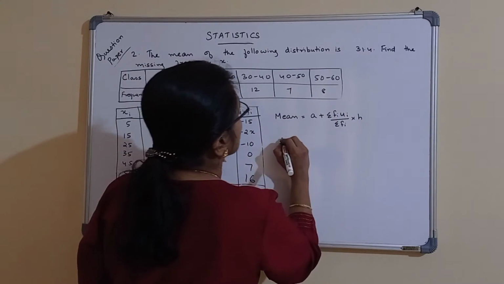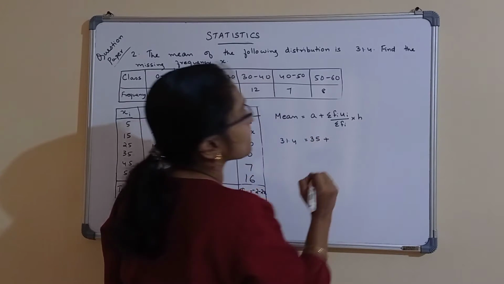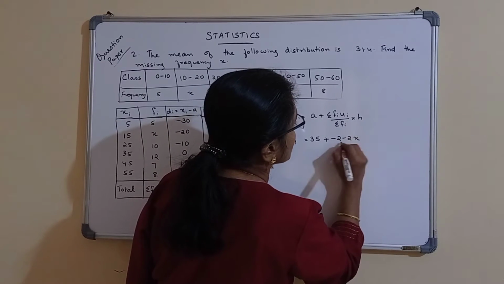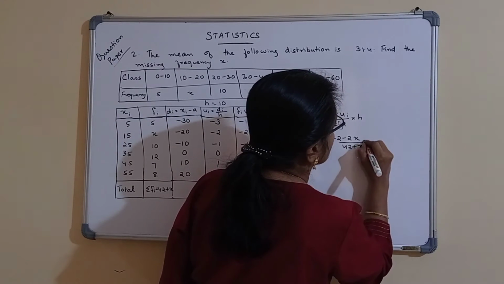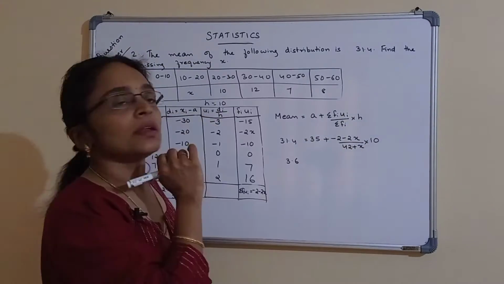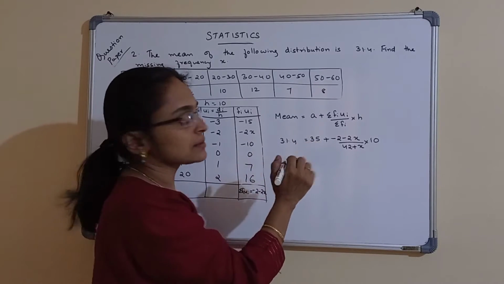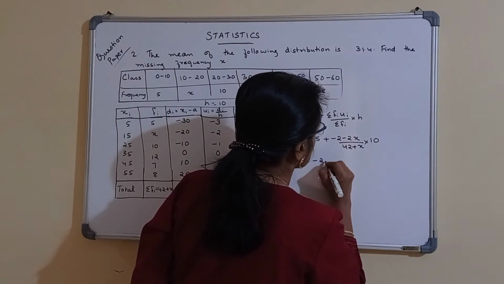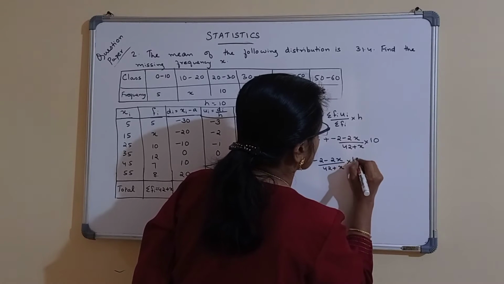So we have mean equal to 31.4, and a we have taken as 35 plus sigma fi ui, which is (minus 2 minus 2x) by sigma fi, which is 42 plus x, into h, the class interval. Class interval is 10. Now, if we take this 35 to the left hand side, it is 31.4 minus 35, which is minus 3.6, equal to (minus 2 minus 2x) by (42 plus x) into 10.